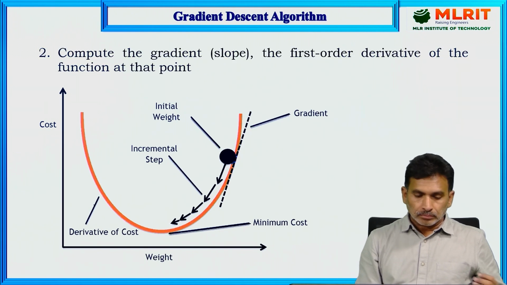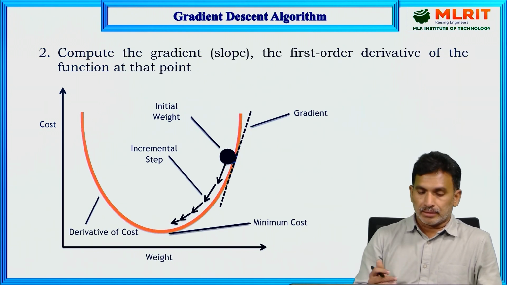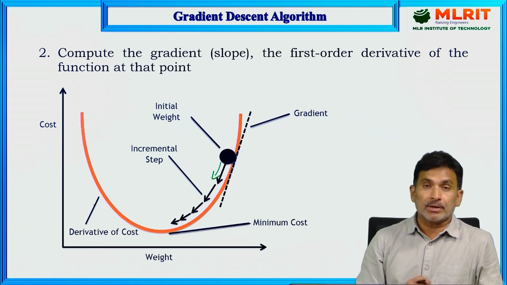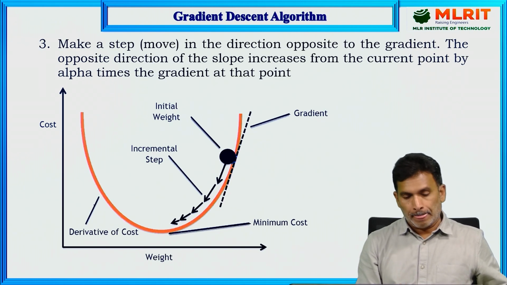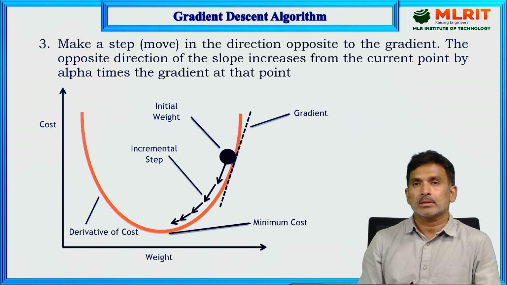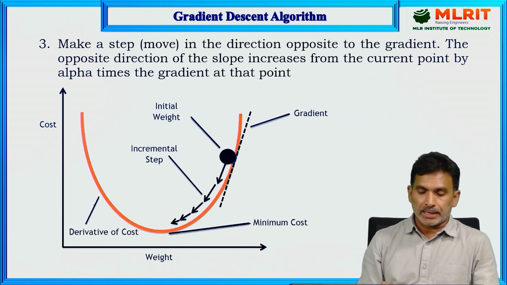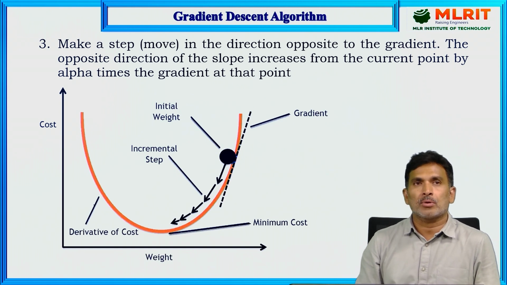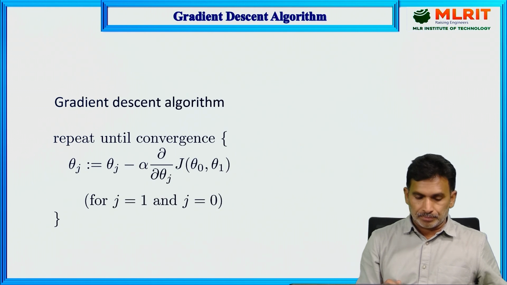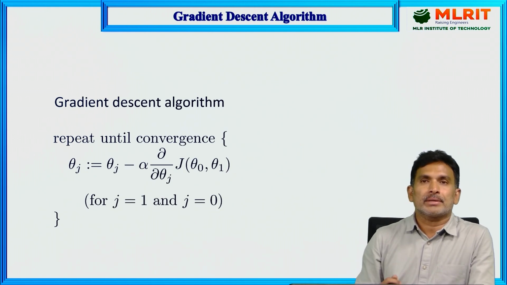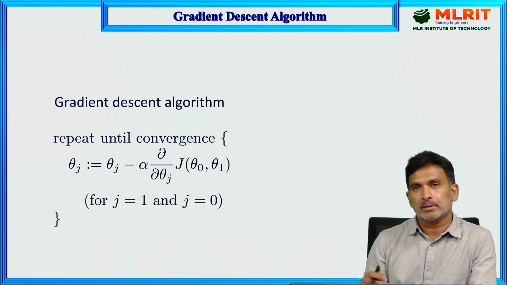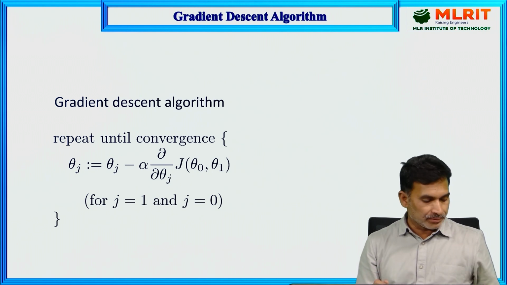So we have to compute the gradient, that is the slope, the first order derivative of the function at that point, and make a step, that is move in the direction opposite to the gradient. So the step is taken in the opposite direction of the slope from the current point by alpha times the gradient at that point. So that is the way. And if you look at the gradient descent algorithm, it's just a two-step process. We need to compute the gradient and then update the weights and biases.